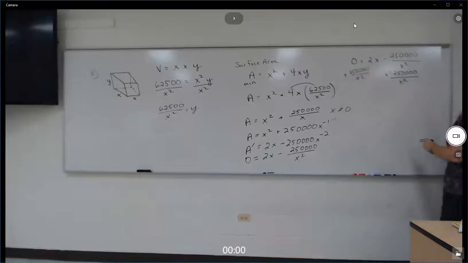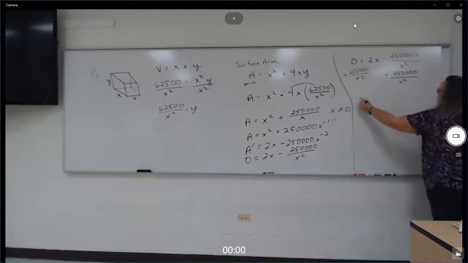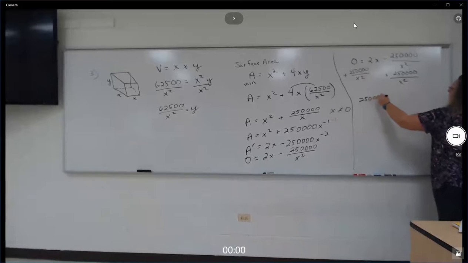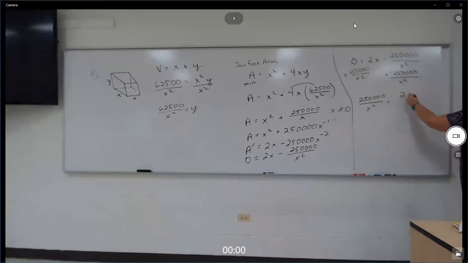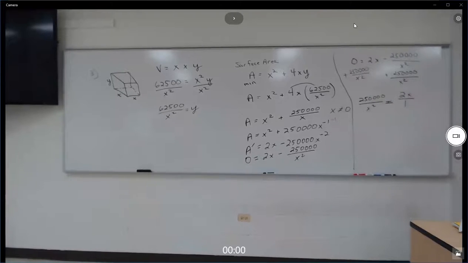How are we? I know for a while books and schools were not teaching cross multiplying. You cross multiply, I'll do this 2x over 1. You cross multiply when there's an equal sign in the middle. That's when you get to cross multiply.